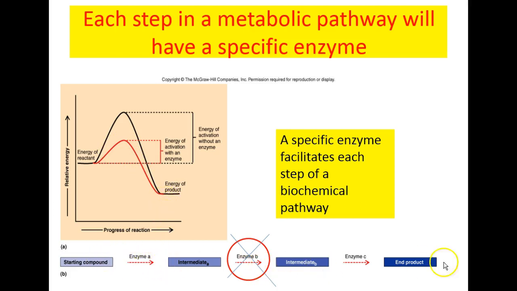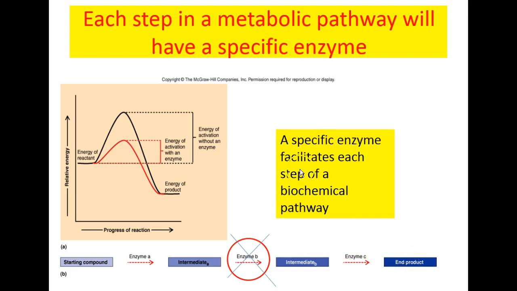In a chemical pathway that has an end product, each of these steps in the pathway is catalyzed by a specific enzyme. If this is a chemical pathway, the starting compound is changed to an intermediate A by enzyme A. Intermediate A will then be changed to intermediate B by enzyme B. Intermediate B is changed to the end product by the last enzyme in the pathway. Controlling any of these enzymes will allow the control of the end product.